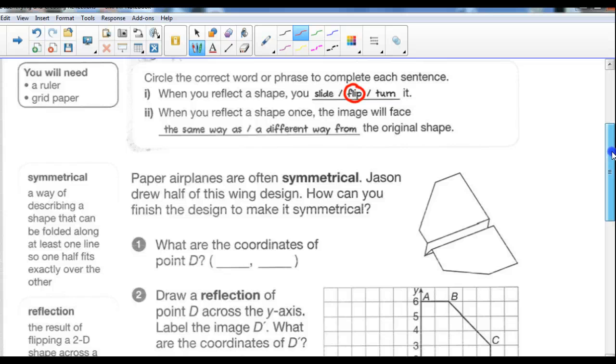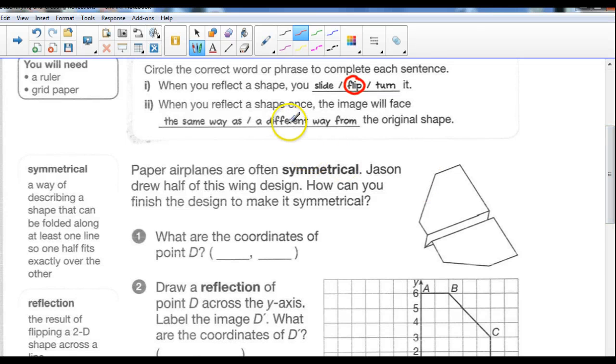When you reflect a shape once, the image will face the same way as or a different way from the original shape. When you reflect a shape, the image will face a different way. It's going to face the opposite. So when you're looking into a mirror, your mirror image is looking out of the mirror, okay, back at you. So that's a different way from you.